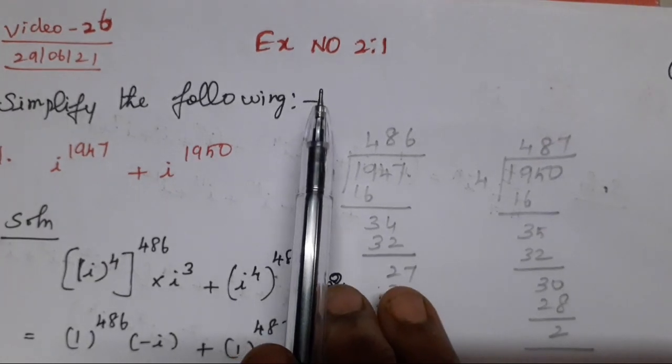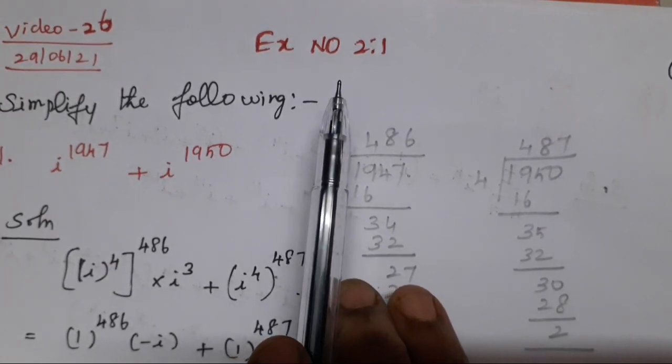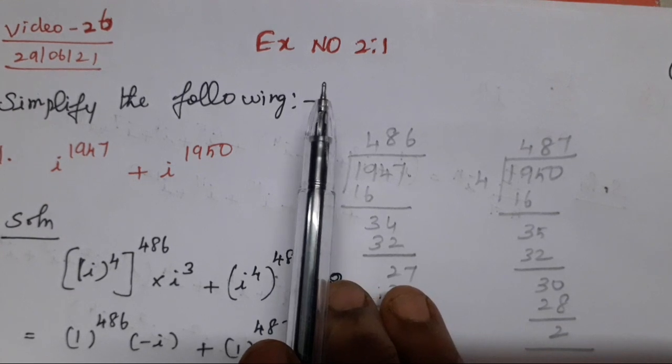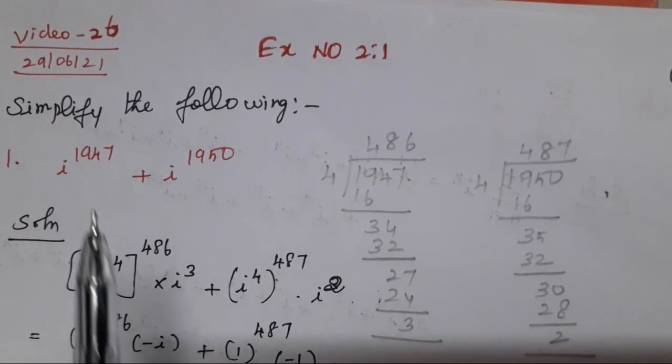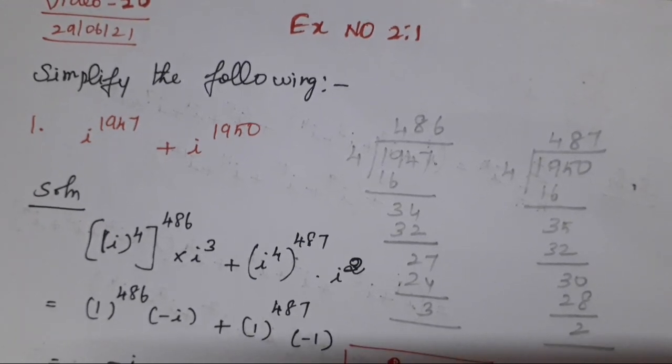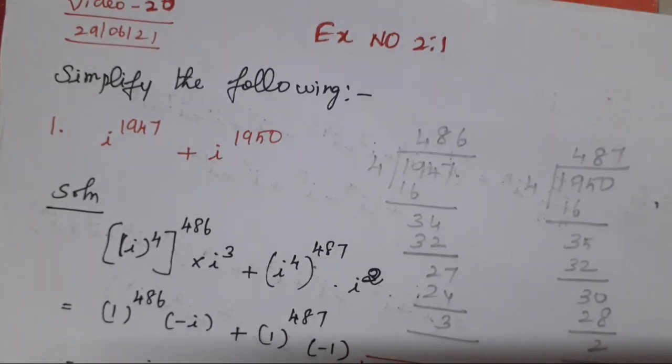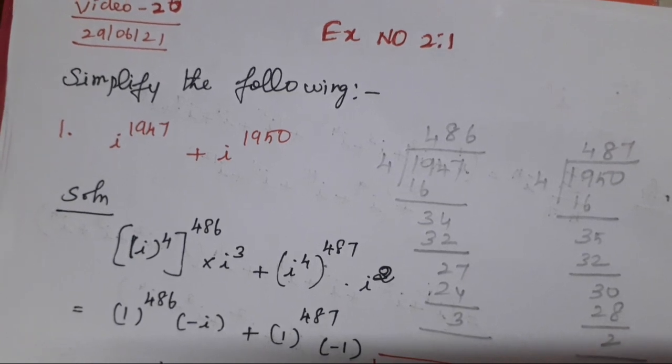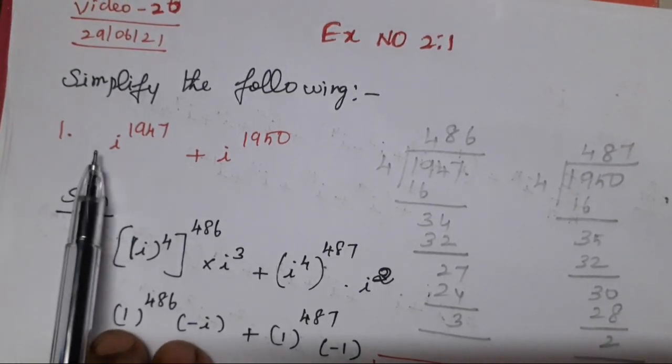In the last class I completed the introduction and taught the example sums. This class I am going to explain the exercise sums. Simplify the following. This is a new chapter for you but very easy. If you understand properly, it is very easy for you. What is the question? First sum.